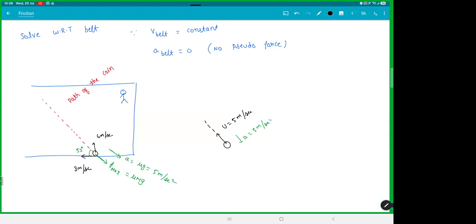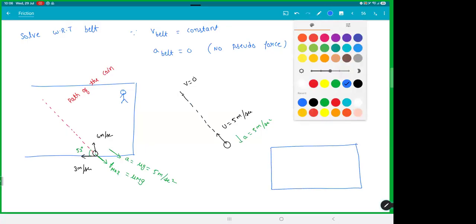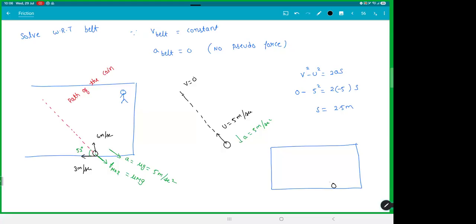So this coin will go in this line here and somewhere it will stop. We can use v square minus u square is equal to 2as. Your final velocity is 0. So 0 minus 5 square is equal to 2 times minus 5 times s. We get s is equal to 2.5 meters. But be careful, this is the slanting length. On this, you want the coin not to fall on the other side, so we are assuming you just reach the corner and stop. So this is where the coin comes and stops.